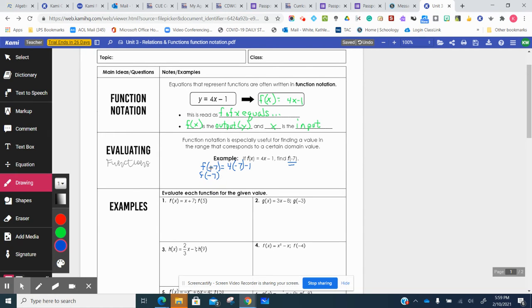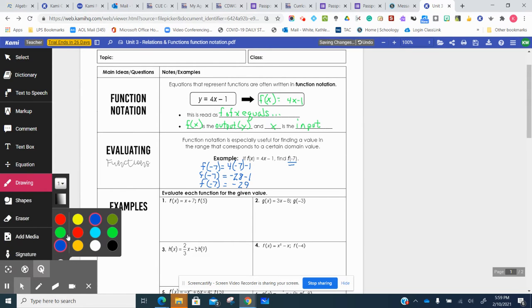So we're going to, again, rewrite f of -7. Remember, we're just saying y equals here. And now we're going to multiply 4 times -7, and we get -28 minus 1. And if I complete that equation and find the solution, it's -29.